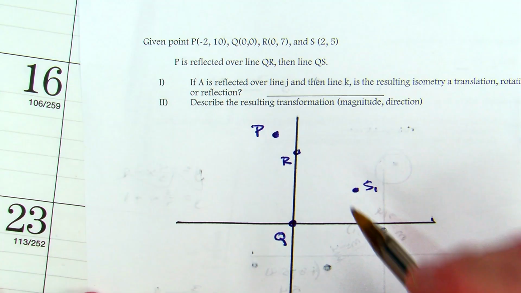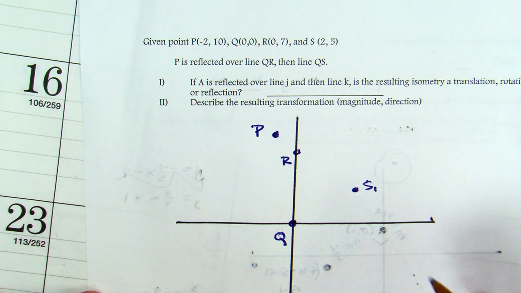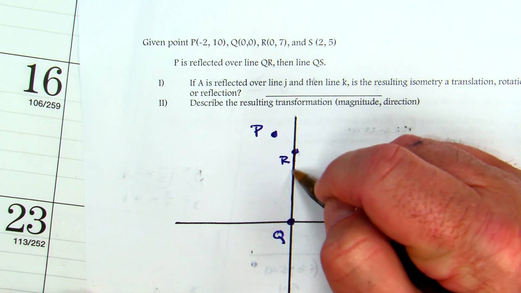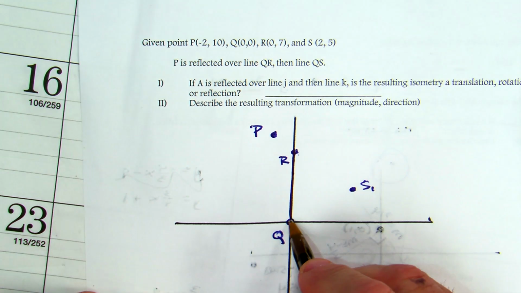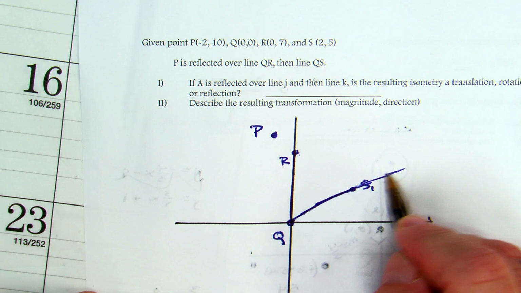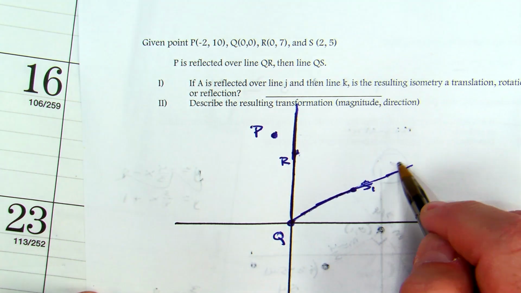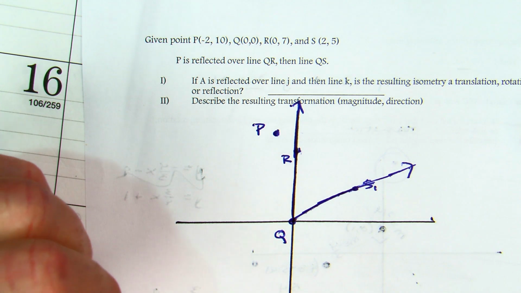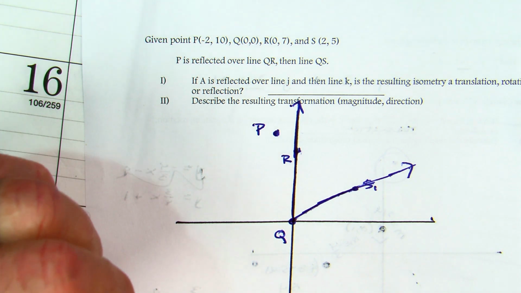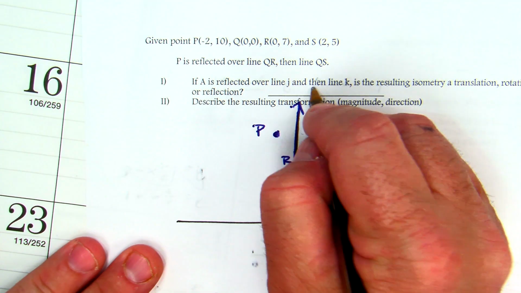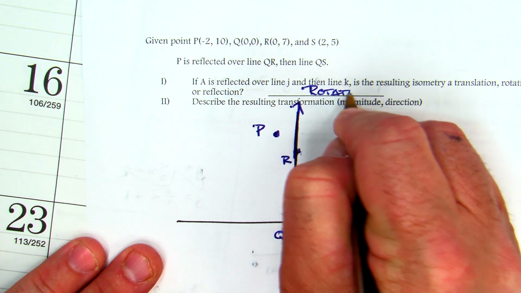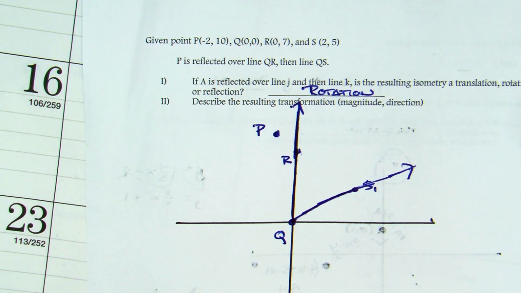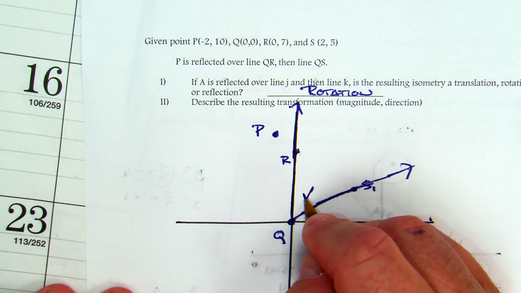All right. So A is reflected over line QR, then line QS. So they extend forever. Are those lines parallel or not parallel? Not parallel. So instead of a translation, what's that going to be? Rotation. Everybody good with that? And then remember, the magnitude is going to be the angle between the lines times 2. All right? Well, I need to figure out what that angle is.